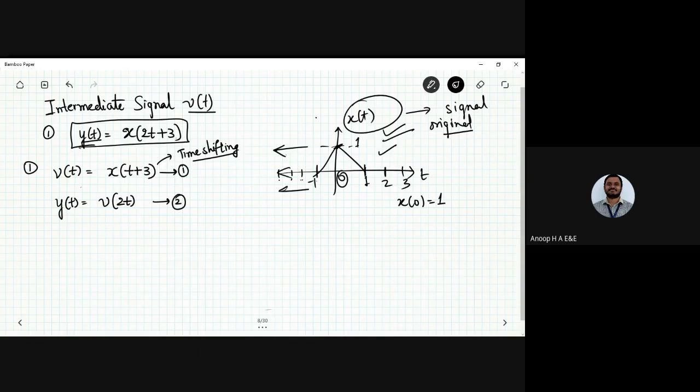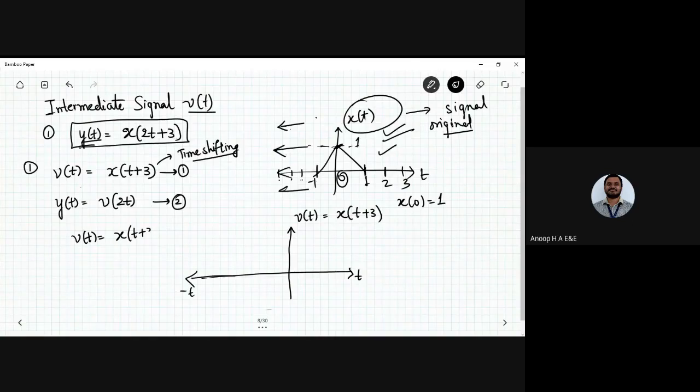I need to realize v of t first. What is v of t? x of t plus 3. Now I need to see the signal x of t. x of t is being moved to the left. What I can see here, v of t equal to x of t plus 3, I can say that a is equal to 3, which is greater than 0. That is the observation that you need to make. So it is being translated towards the left.